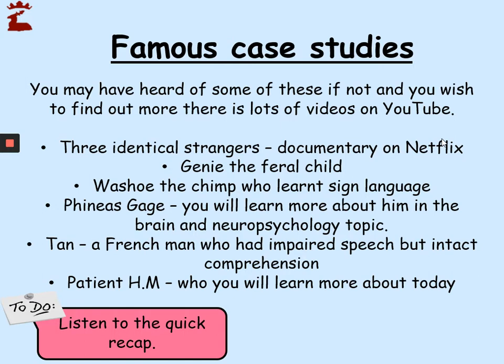And you've got Washoe the chimp who learnt sign language. You've also got Phineas Gage, and we will learn a bit more about him in the brain and neuropsychology topic, so I won't tell you too much about him. And then you've got Tan, who was a Frenchman who had impaired speech but intact comprehension, and this case study links to memory, so if we have a chance this year we may have a look at him. And the one that we are looking at today is patient HM.